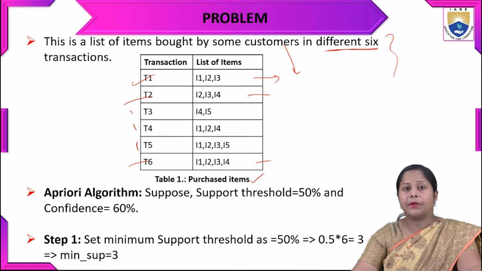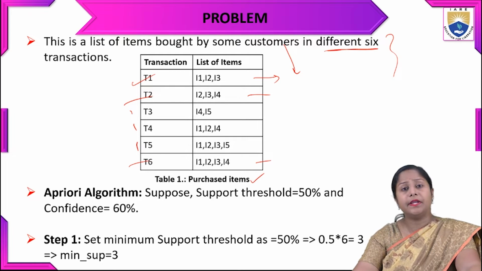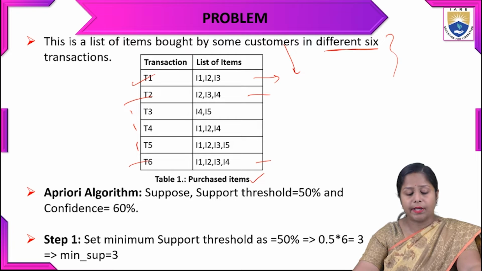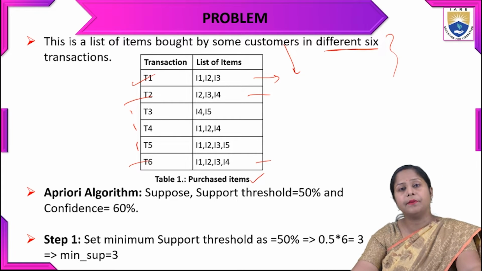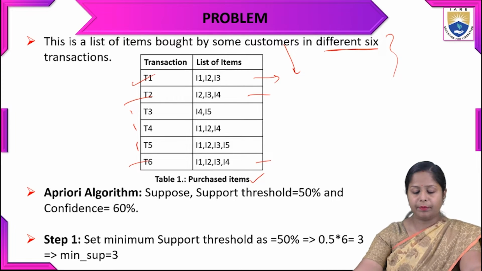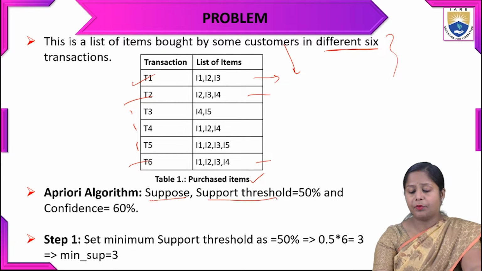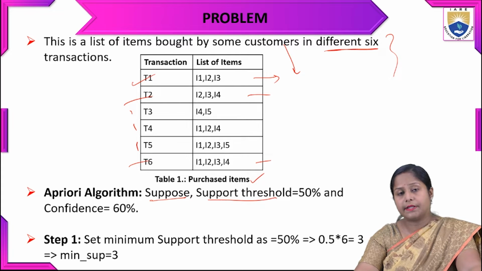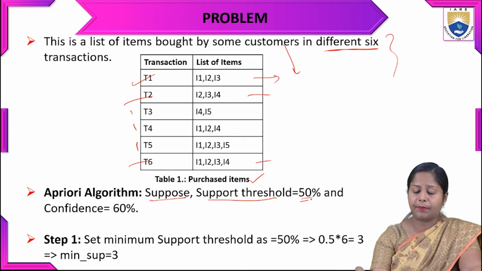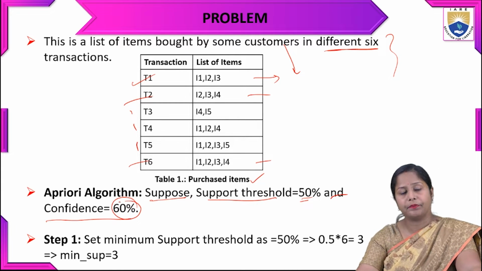Now we will apply the Apriori algorithm. In the Apriori algorithm, basically we have to set the minimum support and confidence. While applying it, we have to set the minimum threshold of support and confidence. So the first step is to set them. Suppose the support threshold for this database is 50%, and the confidence we have set as 60%.